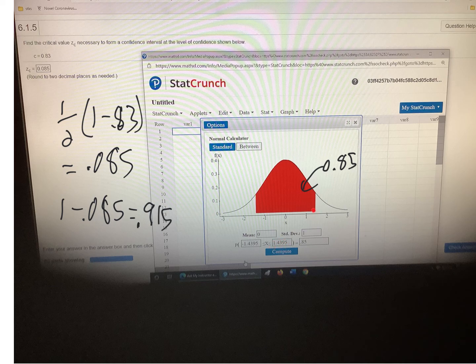That's this value right here. That'll give you the one. So I didn't mess up. That should be a 0.83. Just hit Compute, and that value there is z sub c.